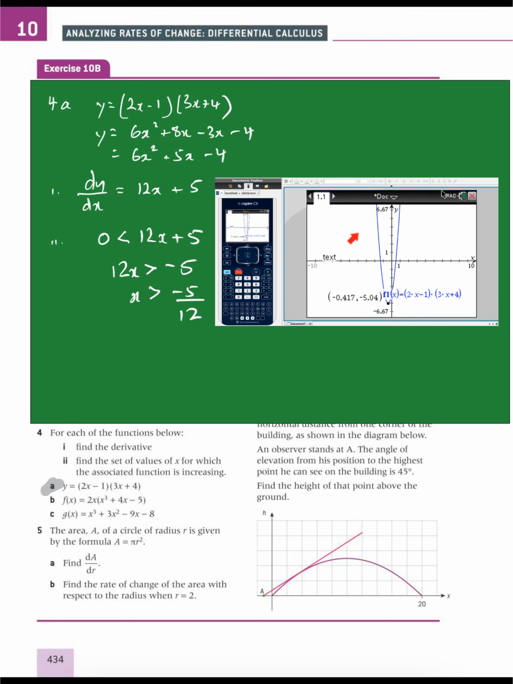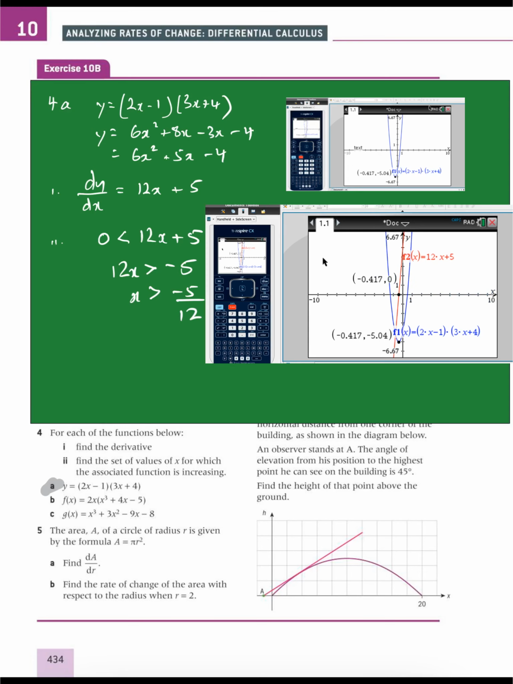And it looks like this. Okay, so we can see that point there. That minus 5 on 12 would be minus 0.417. And you can see that's got a positive slope. That's got a positive slope. And that side has a negative slope. So that's why it's a vertex point as well.